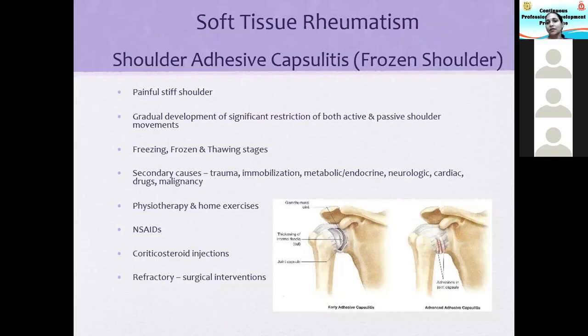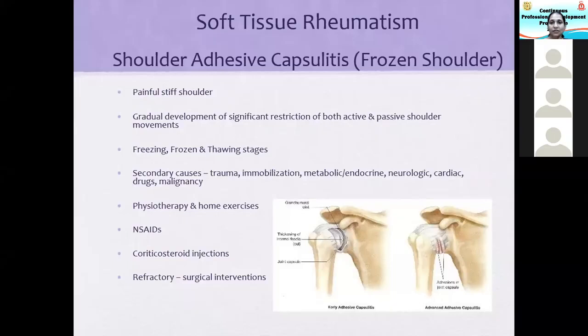This is the indication that it is shoulder capsulitis, because a lot of conditions can affect the shoulder, limiting its movements, giving rise to pain, such as subacromial bursitis, rotator cuff tendinitis, and osteoarthritis of the joint. How do you differentiate the shoulder adhesive capsulitis from these? It is mainly because both the active and the passive shoulder movements would be limited in this condition.